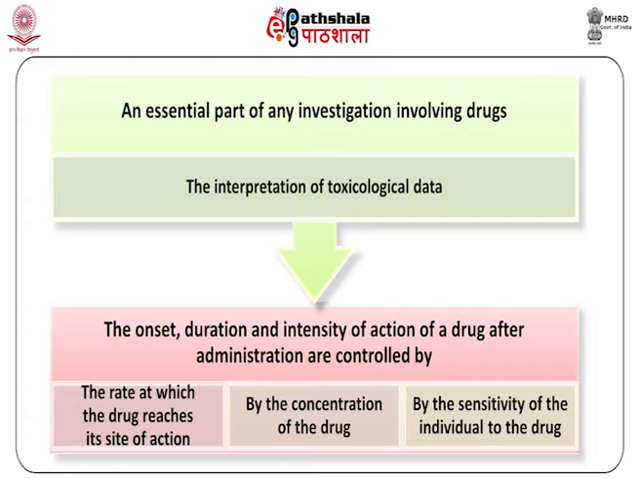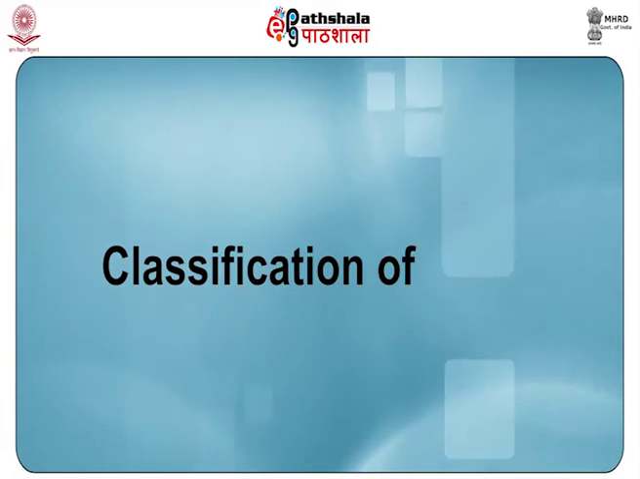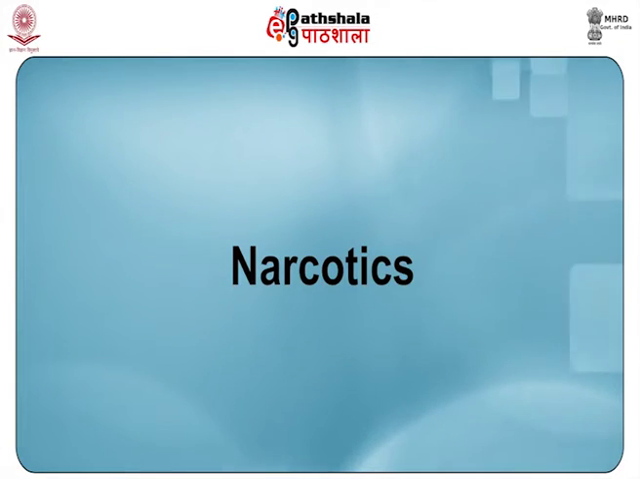The onset, duration and intensity of action of a drug after administration are controlled by the rate at which the drug reaches its site of action, by the concentration of the drug and by the sensitivity of the individual to the drug. Next, we will study the classification of drugs. Starting first is the narcotics.